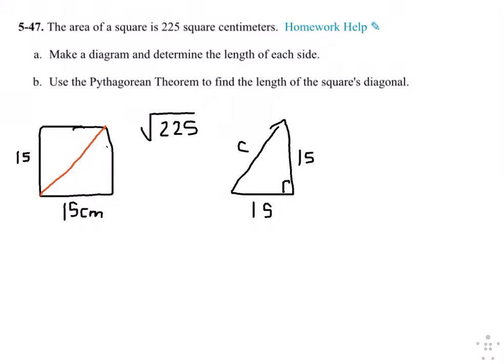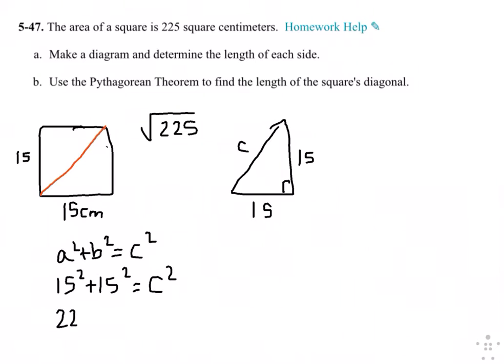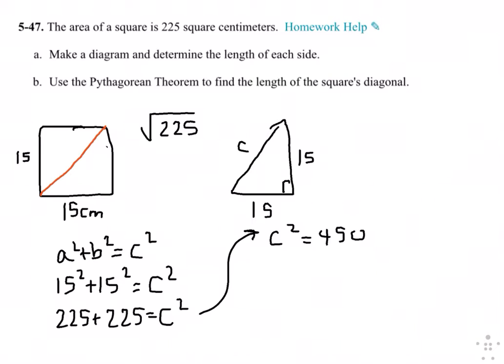C. So the Pythagorean theorem says a squared plus b squared equals c squared, right? So 15 squared plus 15 squared equals c squared. So 15 squared, we know, is 225, plus 225 equals c squared. So c squared equals 450, right? So we need to take the square root, so we get c equals the square root of 450.